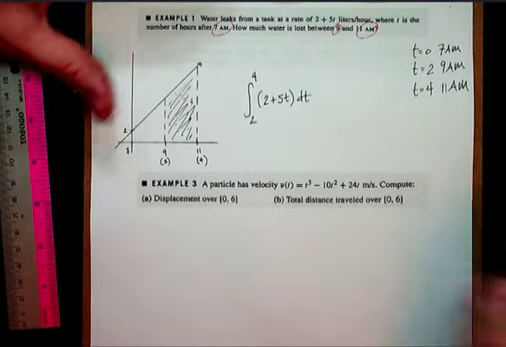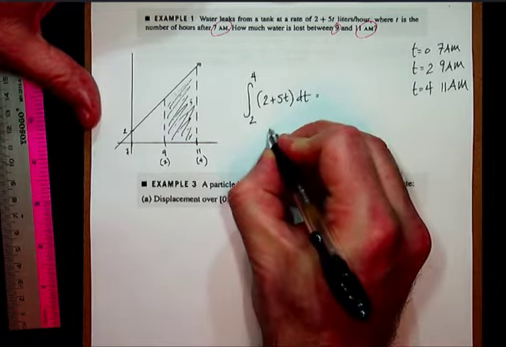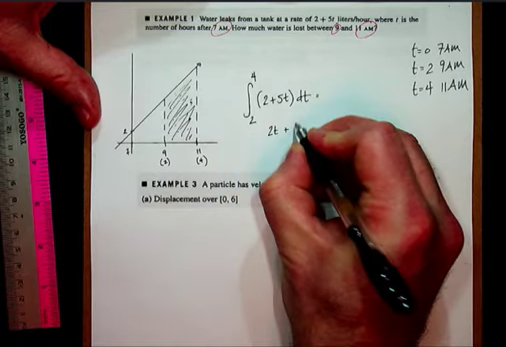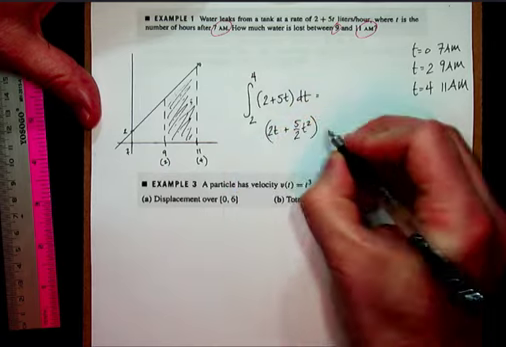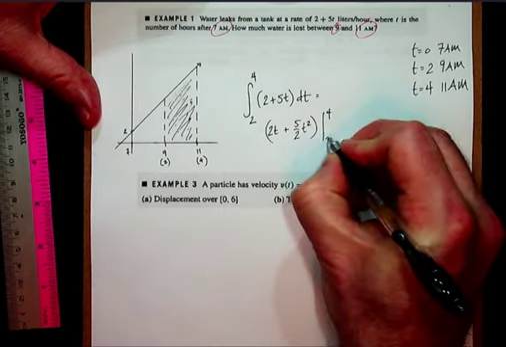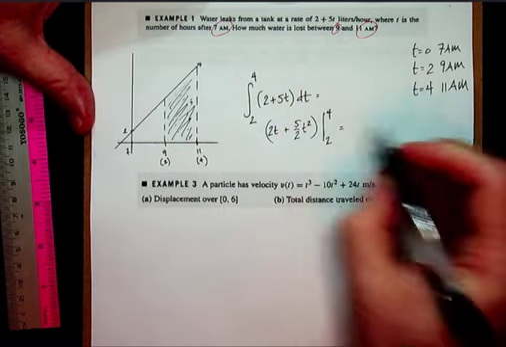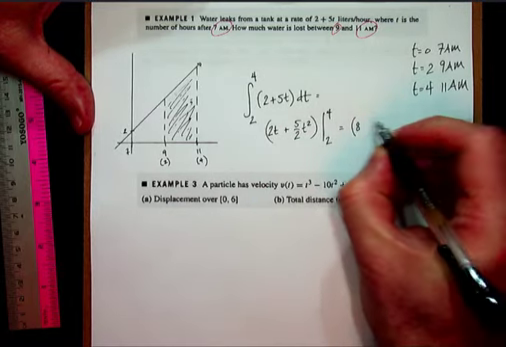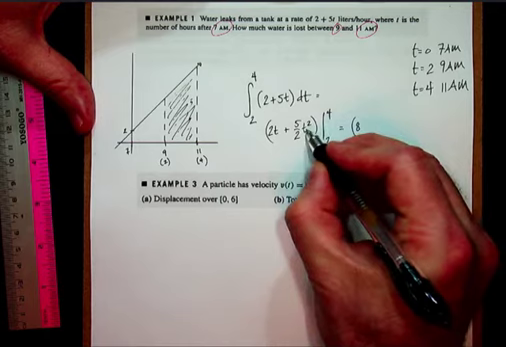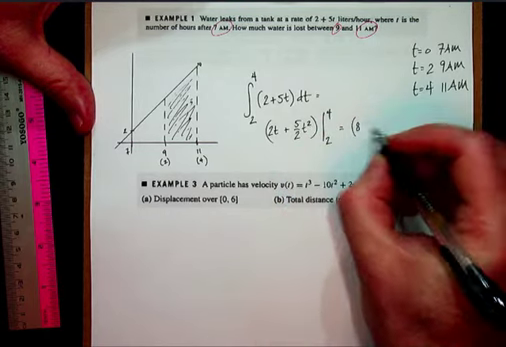And as I integrate this, I'm going to get 2t plus 5 halves t squared, and I'm going to integrate that from 2 to 4. So when I plug this in, I'm going to get 8. And then, of course, when I plug in 4 and square it here, I'm going to get 16. 16 divided by 2 is 8. 8 times 5 is 40.